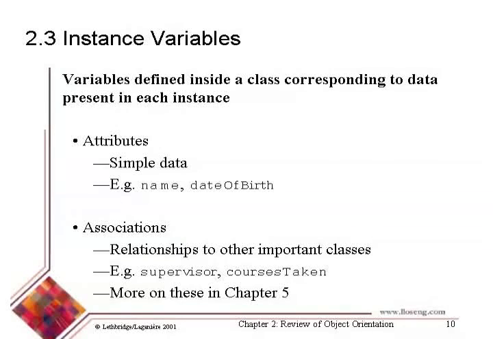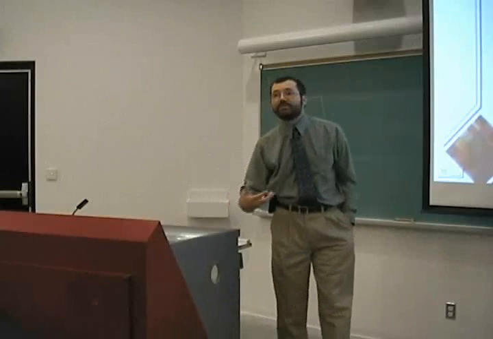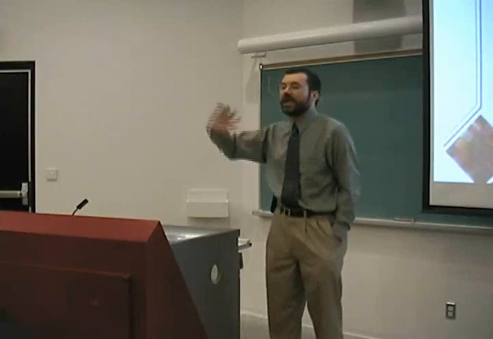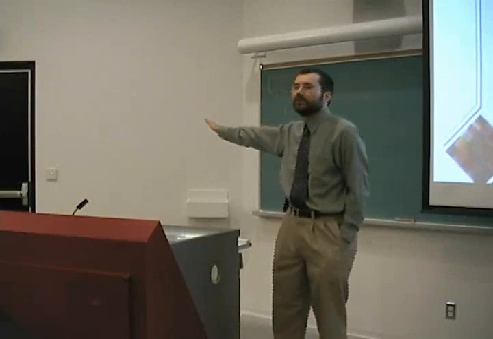Some of the instance variables are representing simple data, like people's names, a simple string. Date of birth, a simple date. Maybe things that are integers, things that are floating point values. Typically, simple data that is declared as a type that is defined by your programming language.